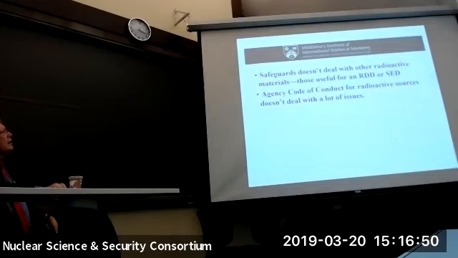Okay. So, I mentioned safeguards doesn't deal with all this other stuff. An RDD, a radiological dispersal device, one type of which is a dirty bomb, or a simple exposure device, safeguards doesn't care about that.